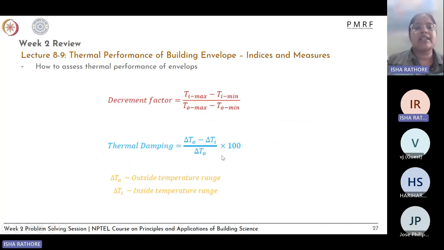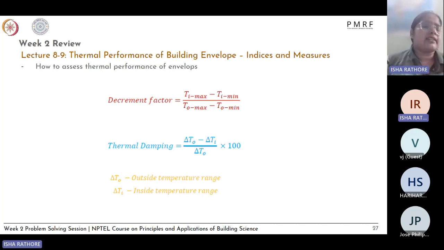And then thermal damping is nothing but delta TO, which is your outside temperature range, minus delta Ti, which is the inside temperature range. The inside maximum temperature minus inside minimum temperature, divided by delta TO, the outside temperature range, into 100. This is your thermal damping effect. That is the percentage by which the outside temperature wave is being dampened.